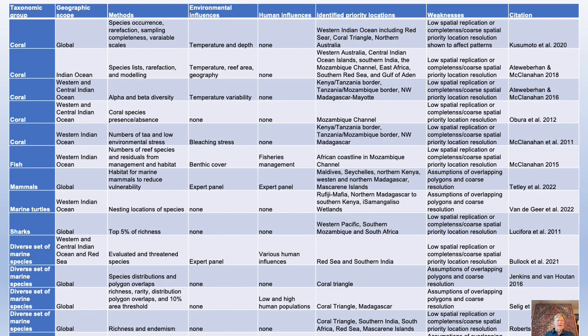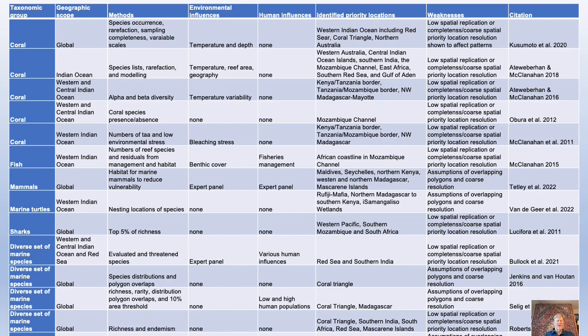The table here summarizes the past scientific publications that have evaluated biodiversity in this region. One of the main points is that it's generally focused on corals and fish, marine turtles, sharks to some extent, or it's a part of a global analysis where species presence-absence data has been used from this region to do global mapping of biodiversity distributions. While these have been very useful, they suffer a number of problems.